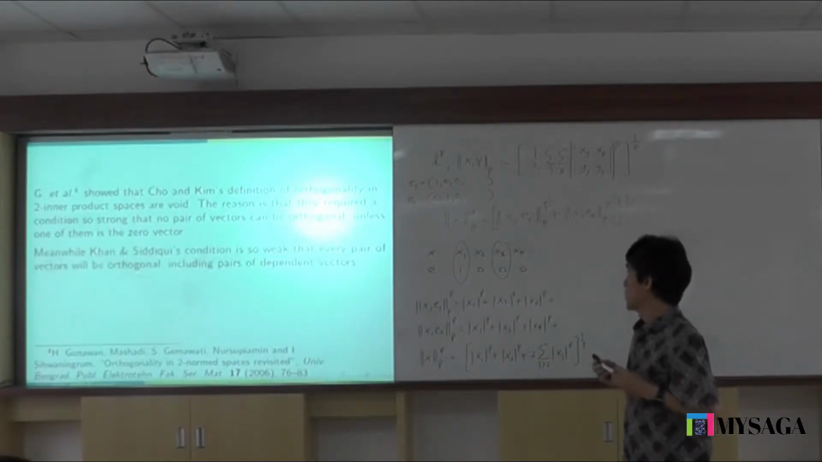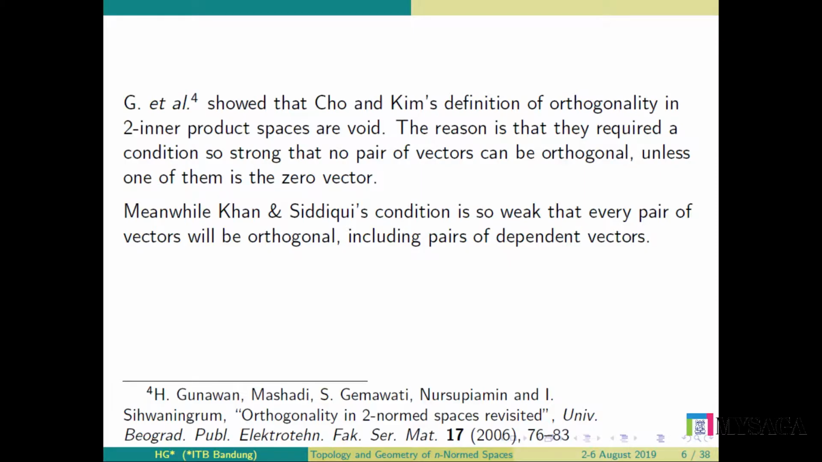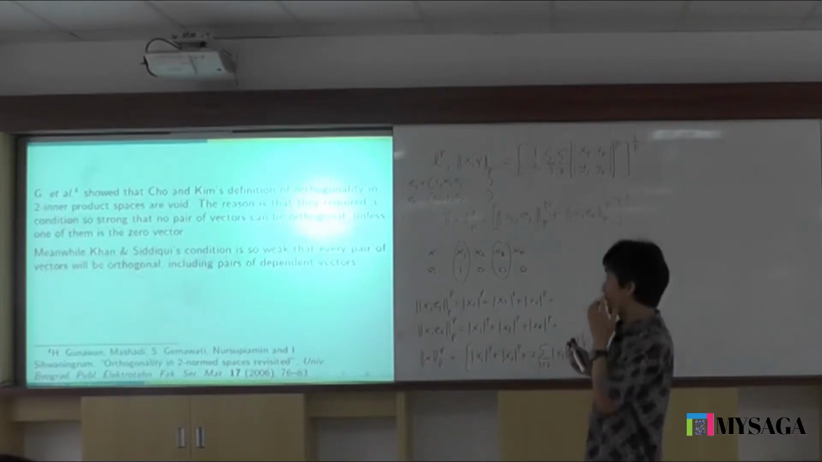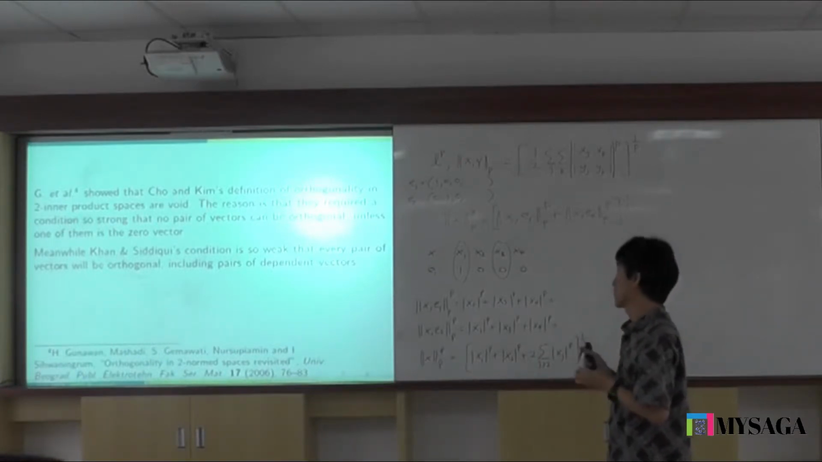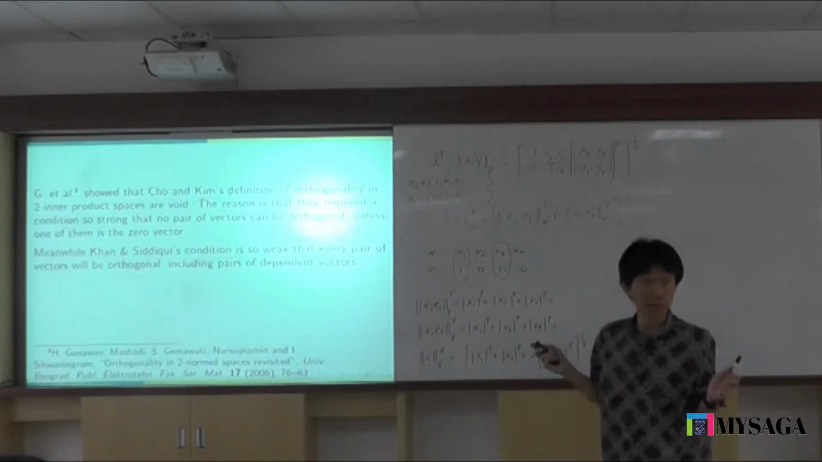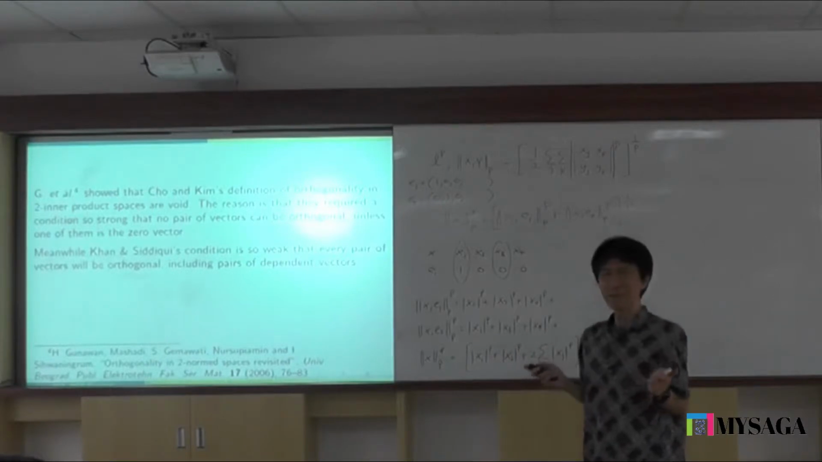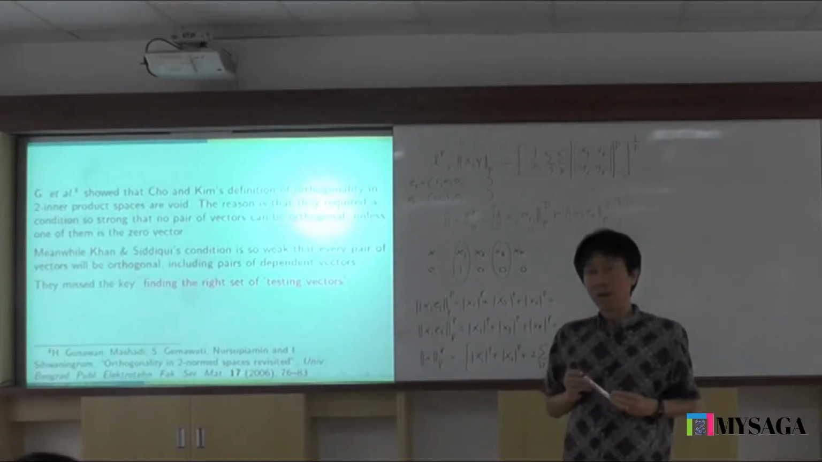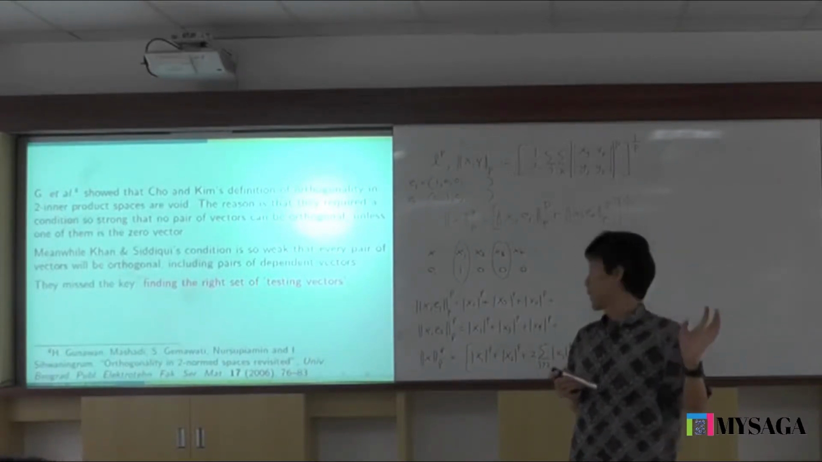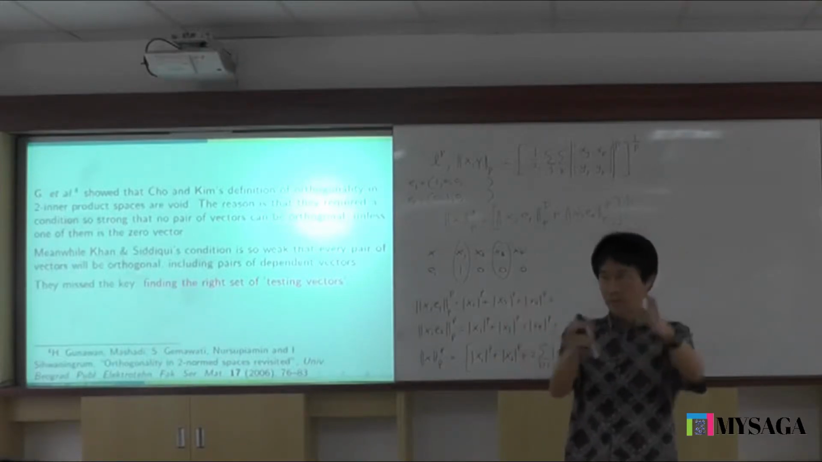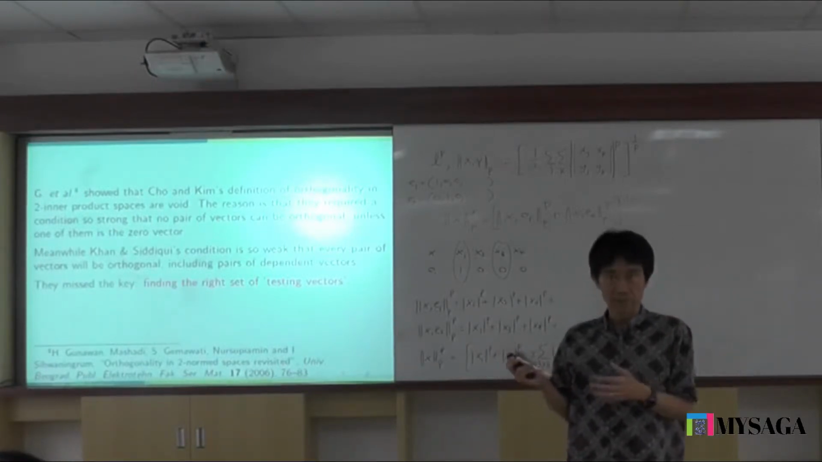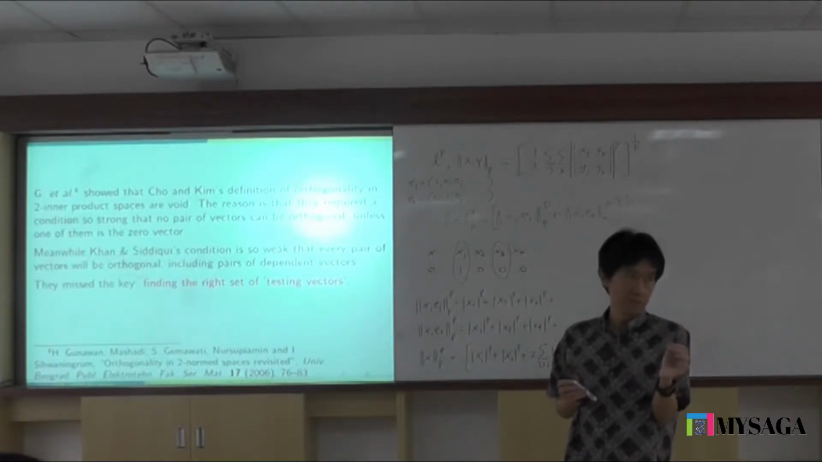And Khan and Siddiqui's condition is too weak. So weak that every pair of vectors will be orthogonal. Of course, then it's ridiculous, right? To have every pair of vectors orthogonal, including pairs of dependent vectors. Why did they miss this? They missed one thing. They treated, in two inner products, remember x, y, and then there's z. They treated z just like a parameter. Z plays an important role in this case.